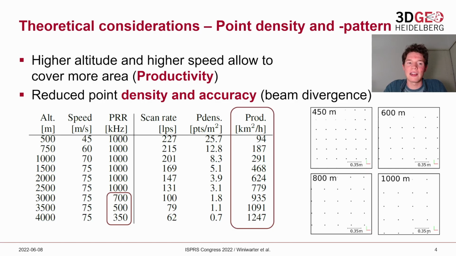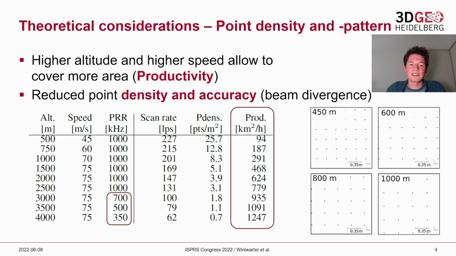So generally, with a higher altitude and higher flying speed, we are able to cover a larger area in the same time. This is usually referred to as the productivity of a system. And you can see this in the table here on the rightmost column, where at an altitude of 500 meters above ground, we have a productivity of around 100 square kilometers per hour, whereas with 4,000 meters altitude, we get more than 1,000 square kilometers per hour. Note that also for these higher altitudes, we need to decrease the pulse repetition rate, which will in consequence lower the point density. But we need to do this because we need a stronger laser pulse with more power to be able to scan over larger distances.